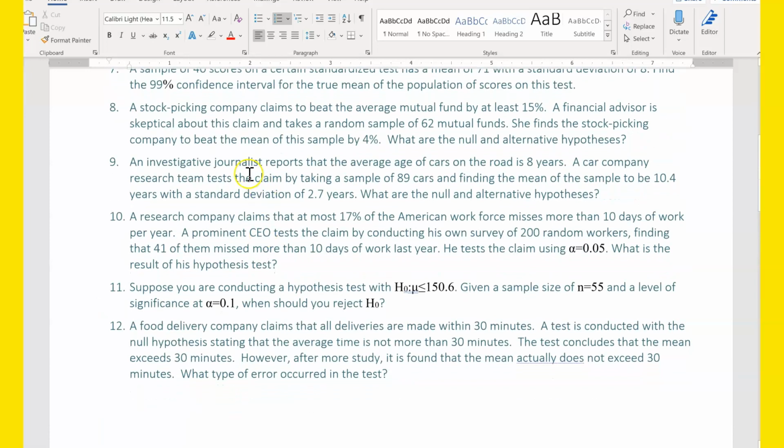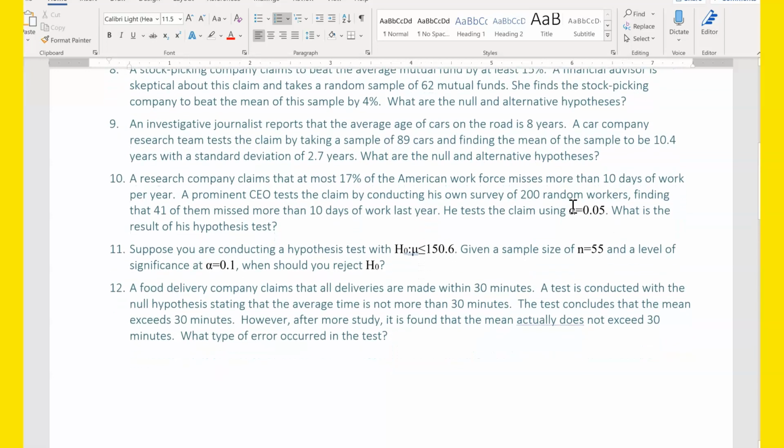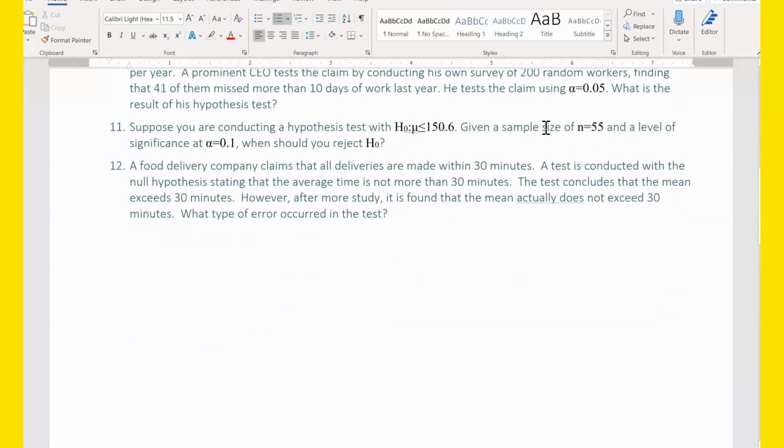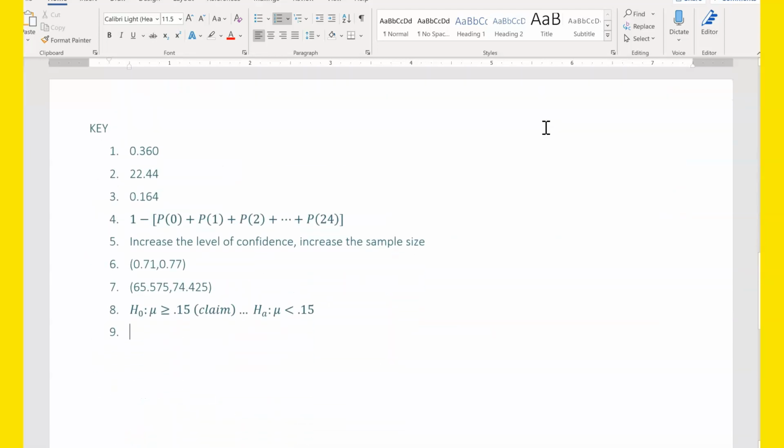Number 9. The investigative journalist reports that the average age of cars on the road is 8 years. A car company research team tests the claim by taking a sample, and so on. But basically, the question is, what are the null and alternative hypotheses? Remember, the null hypothesis has to be the equality. So since the claim is 8 years, that is the null hypothesis, because that is where the equality is. So let me put that in here.